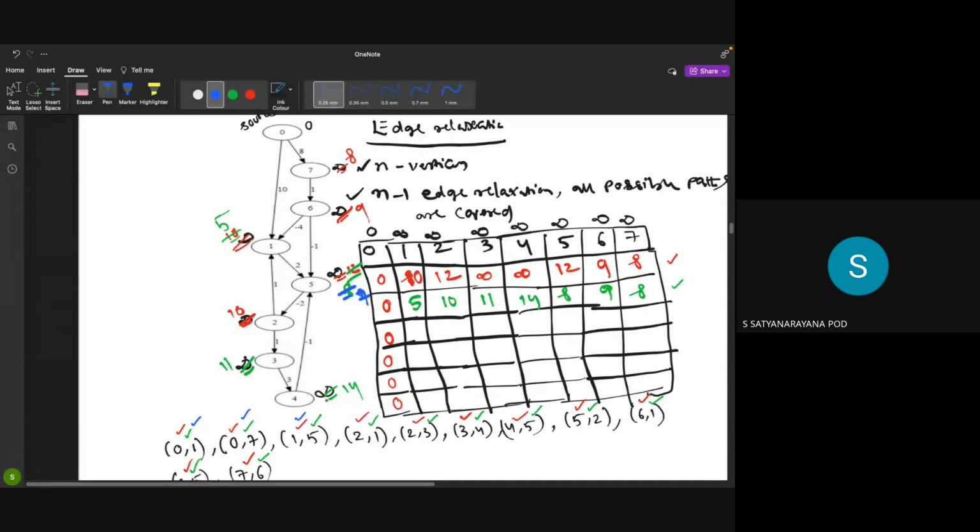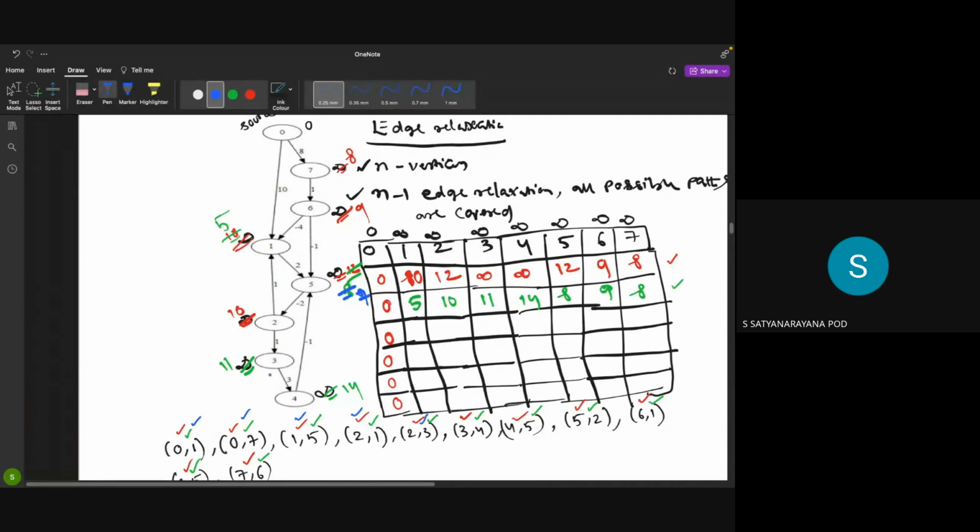So for 2 to 1, 2 already has 10 and this is 11, so there's no chance of an update because 5 is a better value. 2 to 3 we'll try: 10 and 1, it's 11, so no change in that. The edge relaxation is done.